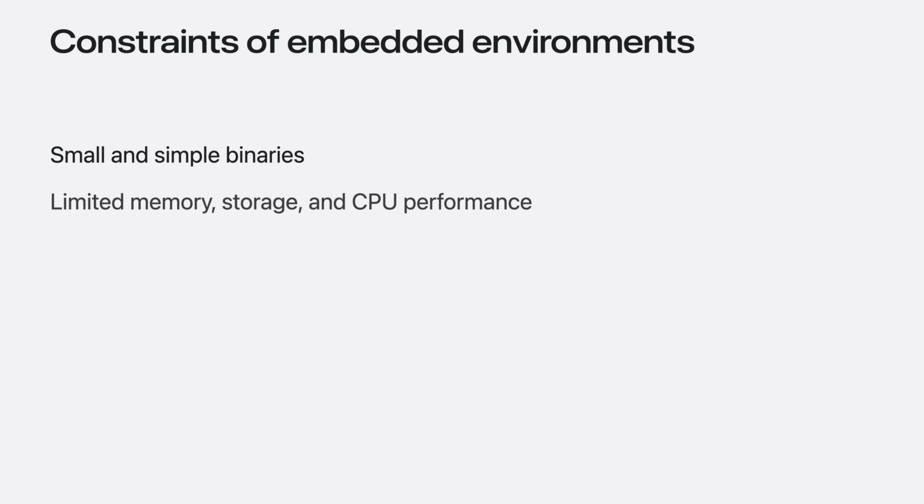Embedded environments are commonly very constrained, and they need small and simple binaries for programs to fit. Memory, storage, and CPU performance are typically very limited. Because of that, embedded Swift disallows certain features to meet these requirements.